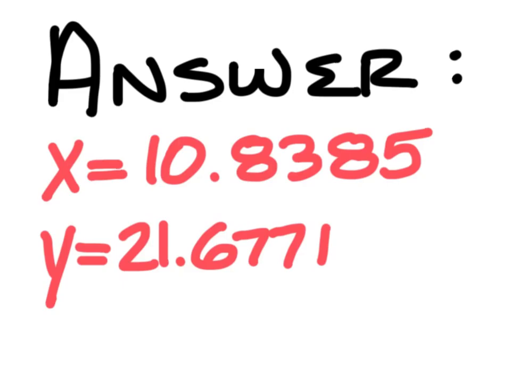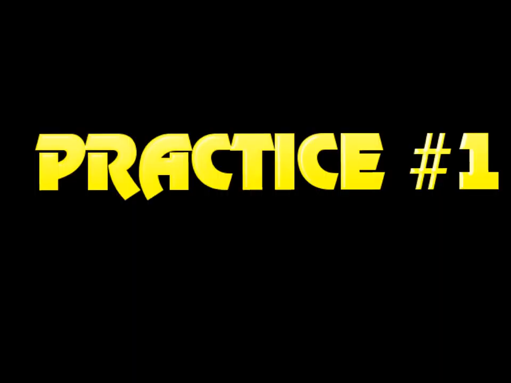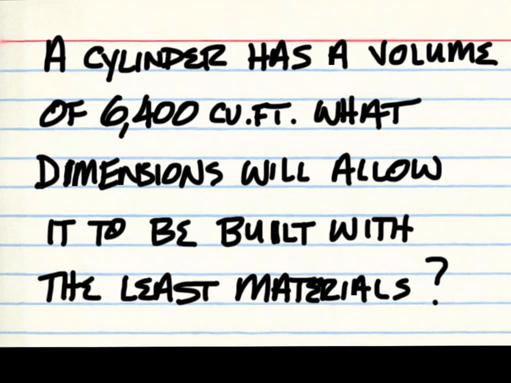A cylinder has a volume of 6,400 cubic feet. What dimensions will allow it to be built with the least materials?